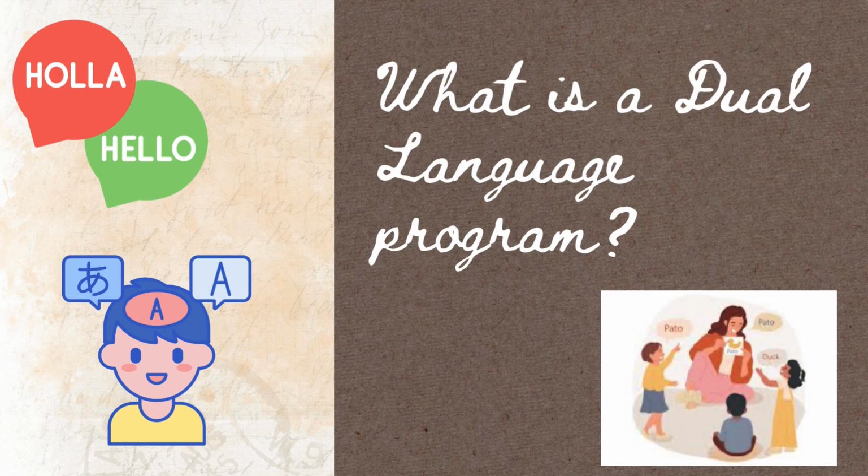These programs typically integrate native speakers of both languages in the same classroom, creating a collaborative environment where students learn from each other. Dual language education programs provide instruction in two languages, typically English and a partner language such as Spanish, Mandarin, or French. The curriculum is designed so that students learn academic subjects such as math, science, social studies, and language arts in both languages.